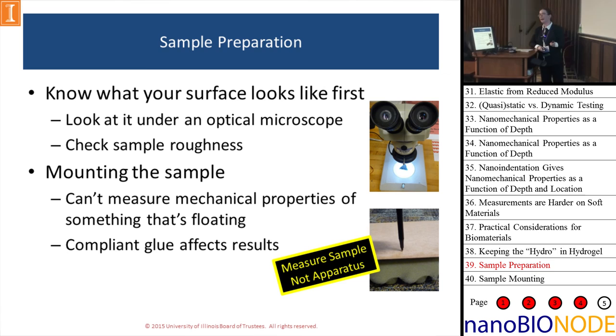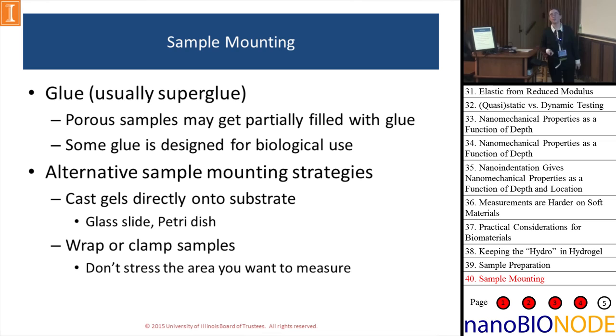Most people use super glue, and this seems to work very well for most samples. If you've got porous samples, beware that the super glue will wick its way up there. If you've got incredibly thick porous samples, well, this is not to scale. If you've got incredibly thick porous samples, then it doesn't matter so much. If you're doing hydrogels, one thing you can do is cast gels directly onto whatever you're going to be measuring them in, or you can try to clamp down your samples. Be careful that when you clamp down your samples, they don't bow up, or you don't clamp down and distort the area you want to measure.